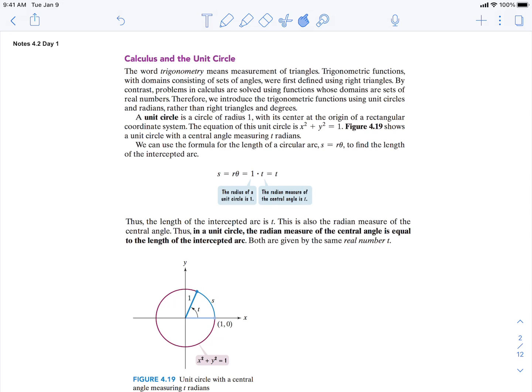All right, this is a lesson on trigonometry. It is the introduction to the unit circle. Please go ahead and pause and read those first few paragraphs.